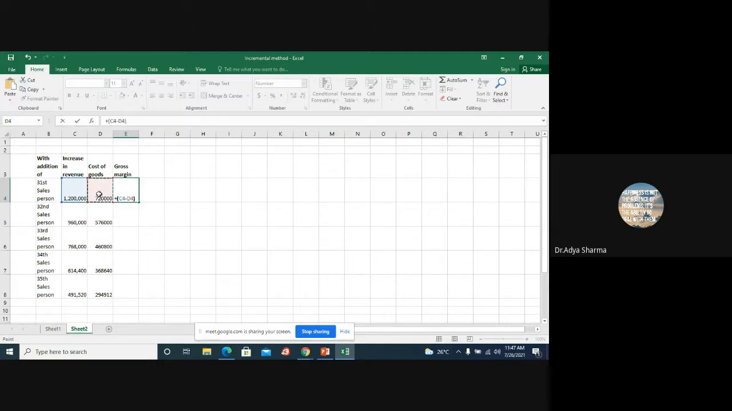simple accounting. So this is my gross margin. So the salesperson has contributed towards the profit of the company. Not only the 31st, the 32nd, the 33rd, the 34th, and the 35th person, everyone has contributed towards the profit of the company, which is great. So I should ideally take all 5 of them. My sales force should increase from 30 to 35.